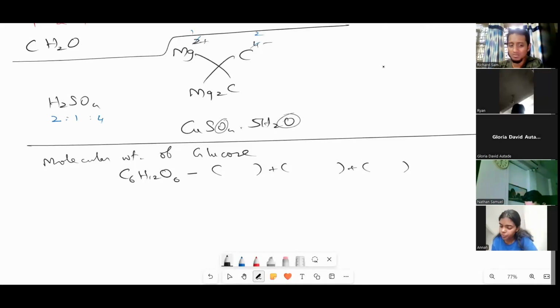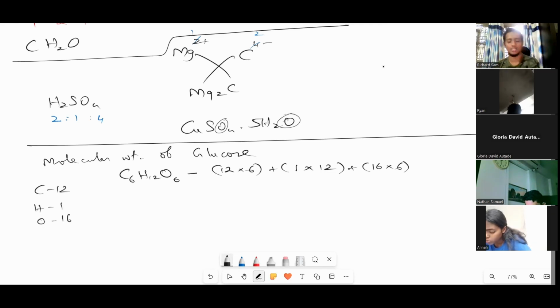Carbon's weight is how much? Carbon is 12. So 12 into 6, because there are 6 atoms. Hydrogen's weight is 1. 1 into 12. And oxygen is 16 into 6. Yes? Carbon's weight is 12. Hydrogen's weight is 1. Oxygen's weight is 16. Okay. All right. Find the molecular weight.